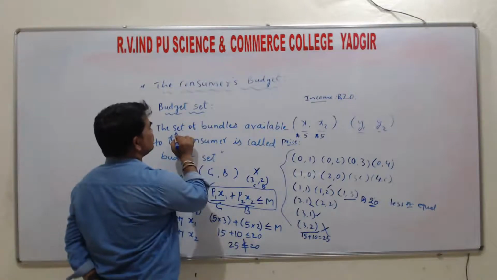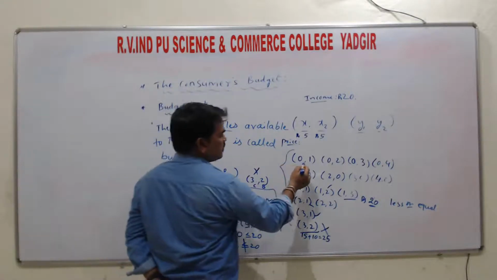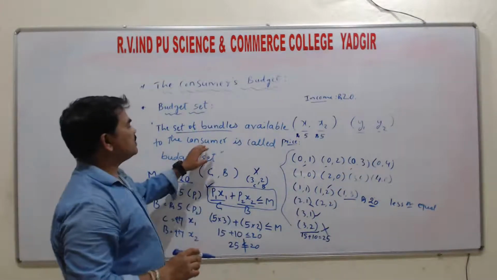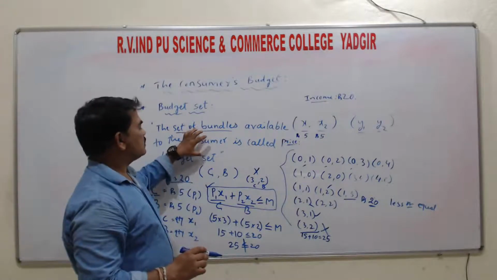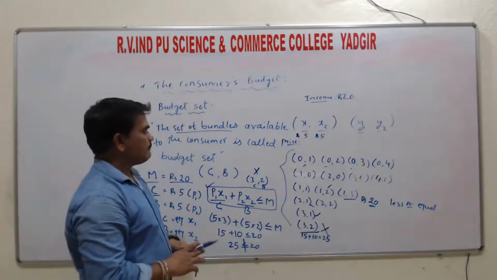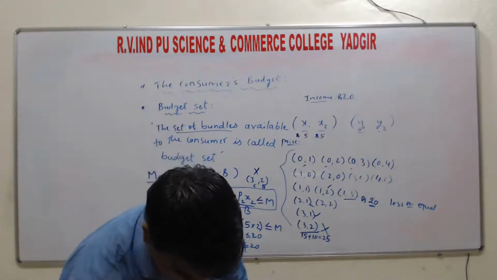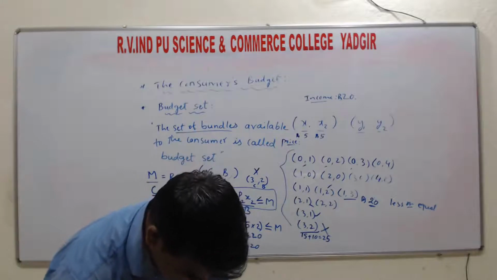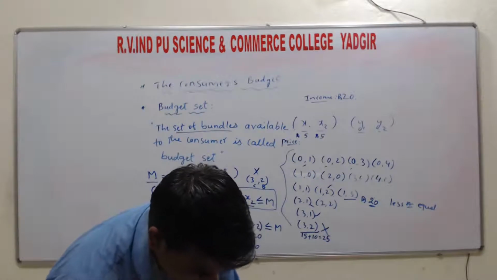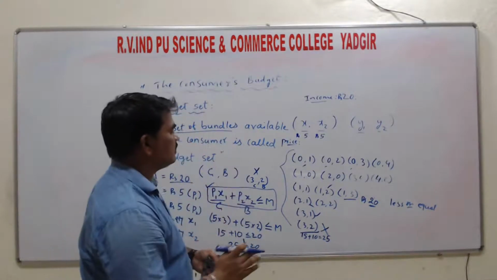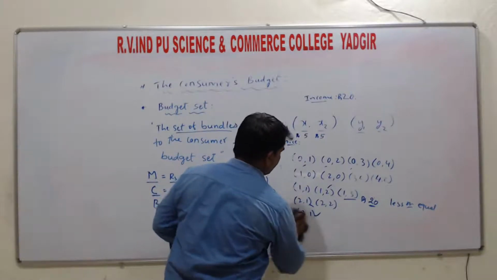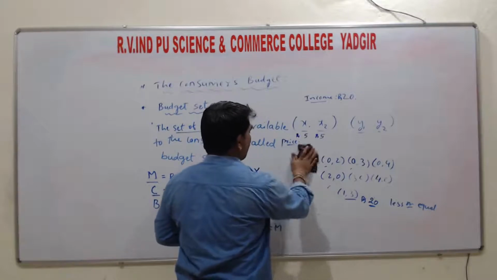Budget set means it is the set of bundles. First bundle, second, third, fourth, fifth, sixth, and 10th. This is the set of bundles which are available to consumers. That set of bundles we call the budget set. Right? Now, if we plot this in the diagram, how does it look?